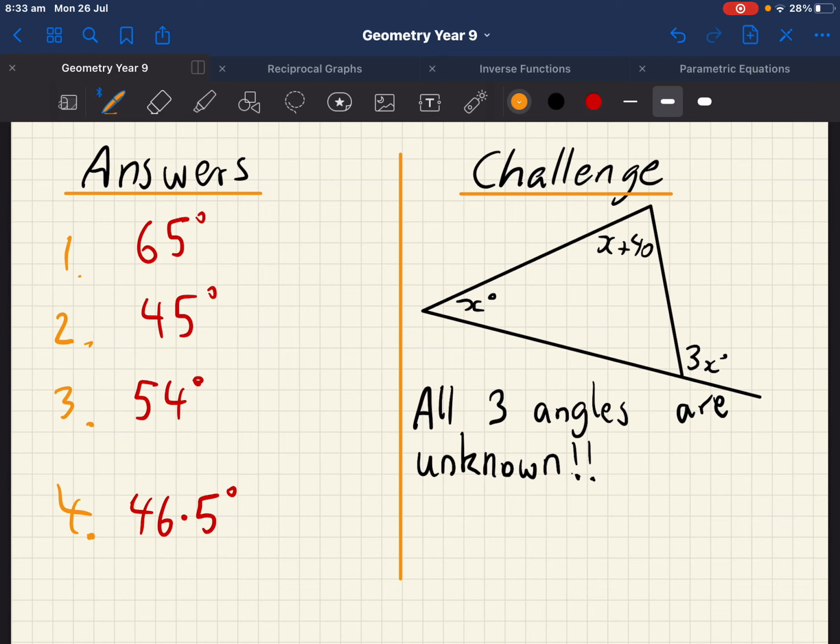For those that are finding these questions pretty easy, I do have a challenge question for you. Again, your goal is to try and find the value of x. And I'll say none of the angles are known, but it is still possible for us to find the value of x and then subsequently the size of each of those angles.